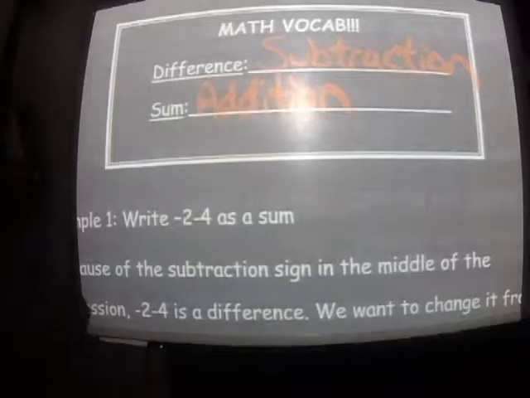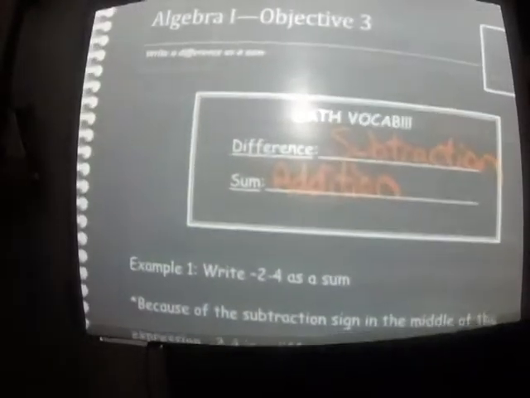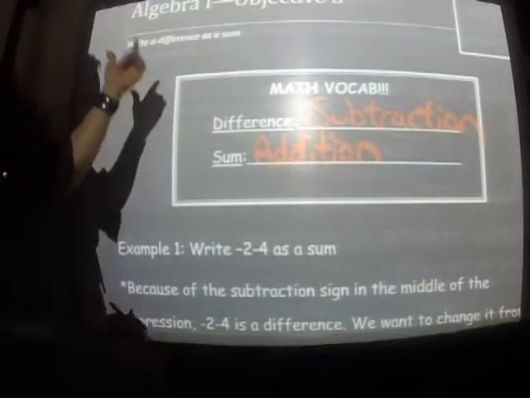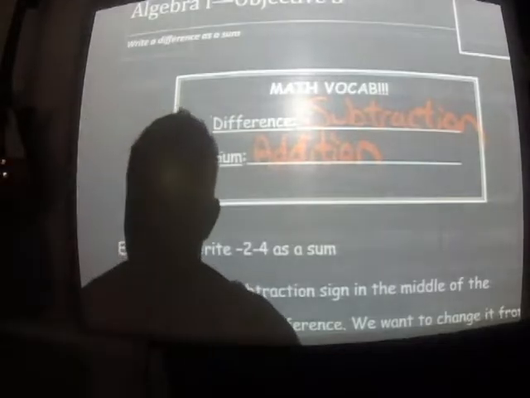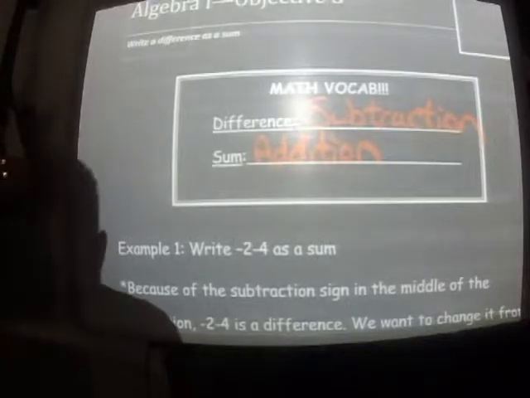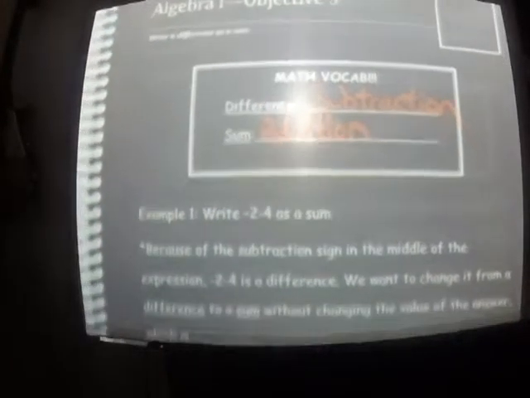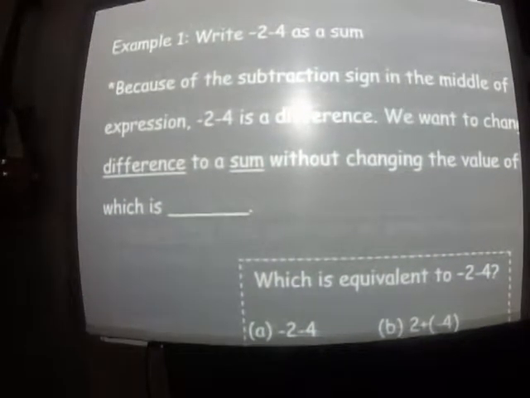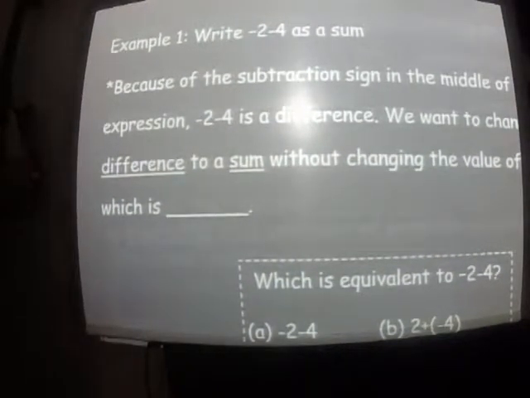The title of the objective is write a difference as a sum. So what they're going to do is give you a difference. They're going to give you two numbers with a minus in the middle. And we're going to somehow have to turn it into a sum without screwing up what the value is. So here's what I mean. The very first example is going to say write -2 minus 4 as a sum.